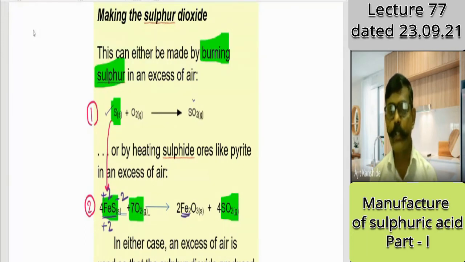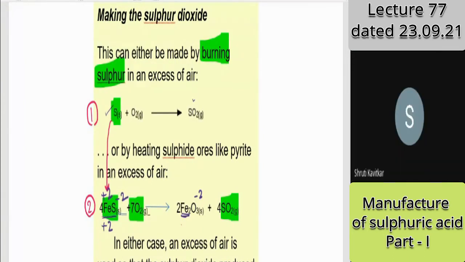Basic thing, oxygen carries -2 charge. That hint I had given to you. I want the answer from you. What is the charge on Fe in Fe2O3? Plus 3. Yes, plus 3.